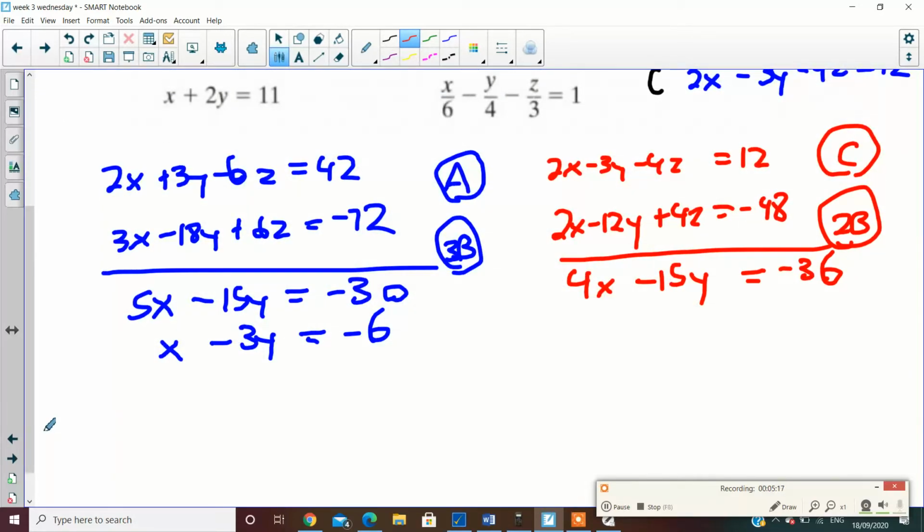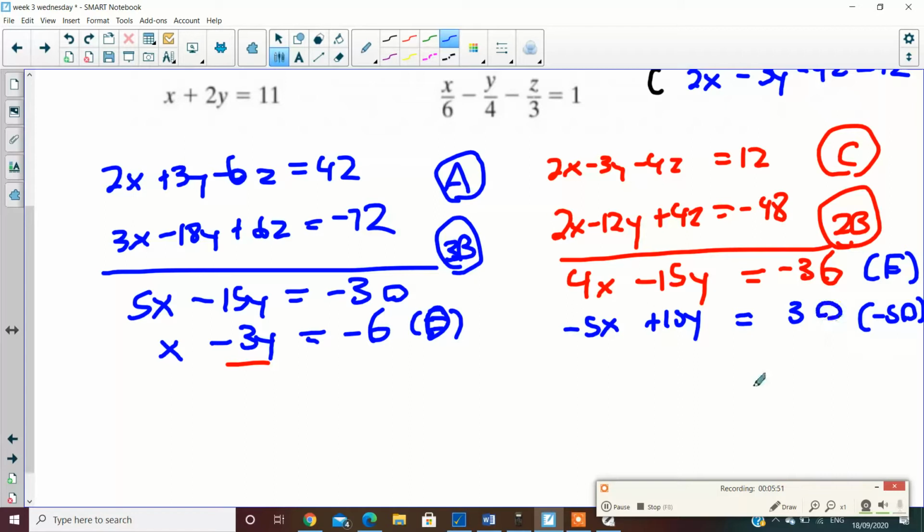Christian, what letter do you want to get rid of? Your choice. Get rid of y. What do I need to do to 3y to make it get rid of 15y? I'll call this equation D, and that one's equation E. I'll mix E with minus 5d, so D multiplied by minus 5. It keeps track of what you're doing. Minus 1x equals minus 6. X equals 6, anybody? Yeah.